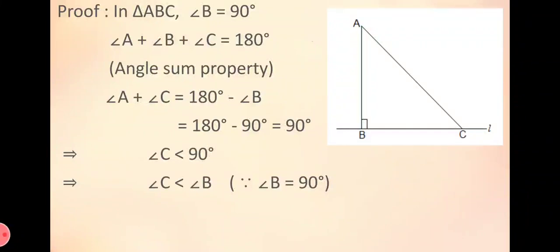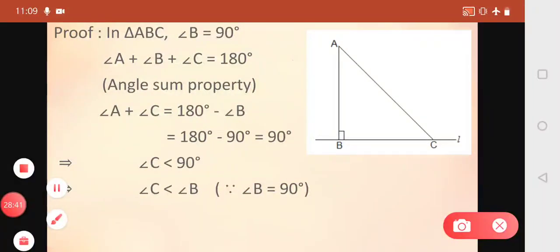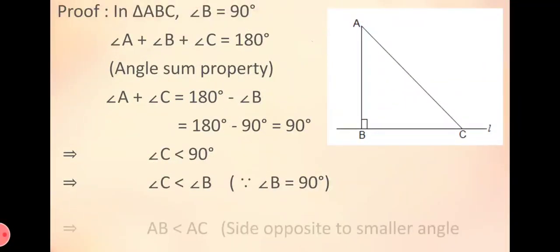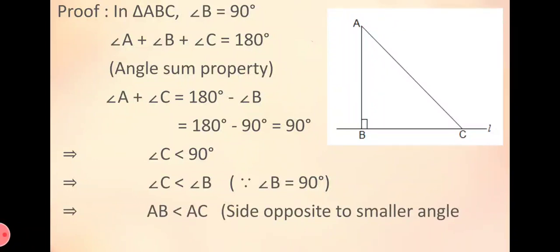Now side opposite to angle C. Here is our angle C. Opposite side of angle C will be AB. Similarly, here is our angle B. Opposite side of angle B will be AC. So we get AB less than AC, because side opposite to smaller angle is smaller.